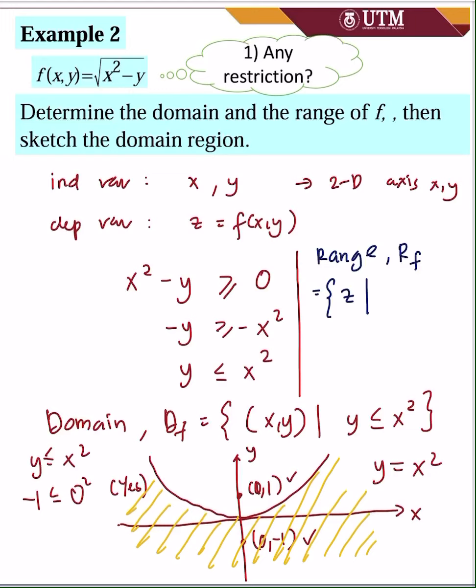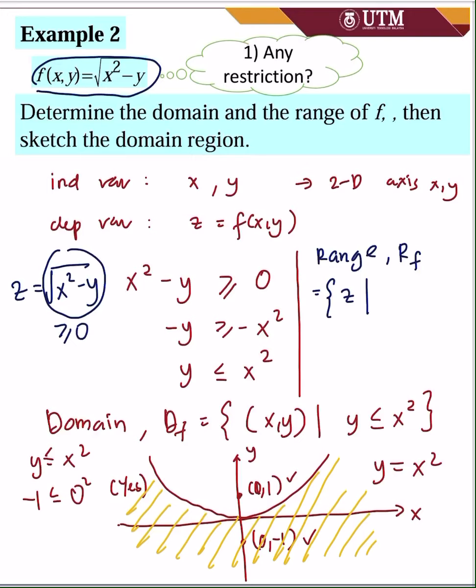We know that Z must be positive, because this is the value of Z, right? Z is equal to x squared minus y, so Z must be greater than or equal to 0. The whole thing here must be greater than or equal to 0. That is the value of Z, isn't it? Basically Z can be any number, and the minimum is 0, but Z must be greater than or equal to 0.